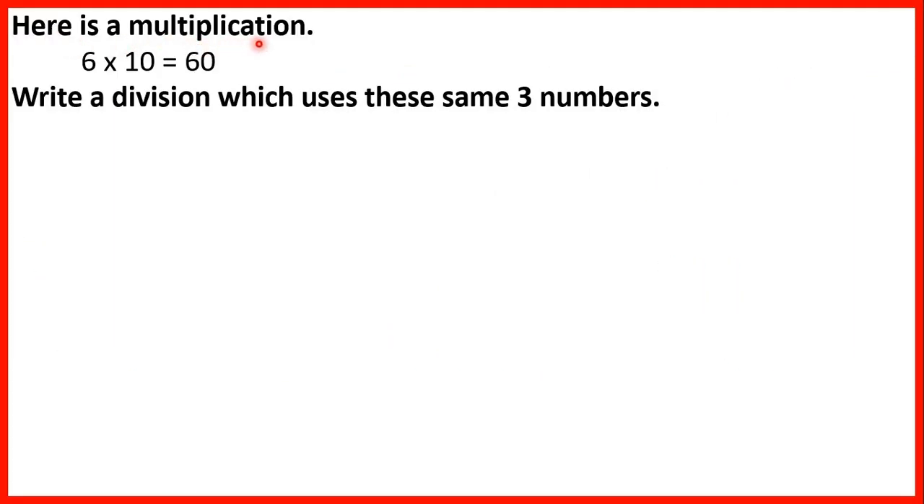Here is a multiplication. 6 times 10 equals 60. Write a division which uses these same three numbers. So if we divide our answer by one of the numbers in our multiplication question, we'll get the other number. So because 6 times 10 is 60, that means that 60 divided by 10 is 6, and 60 divided by 6 is 10.